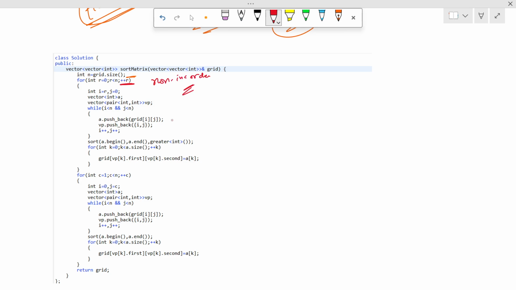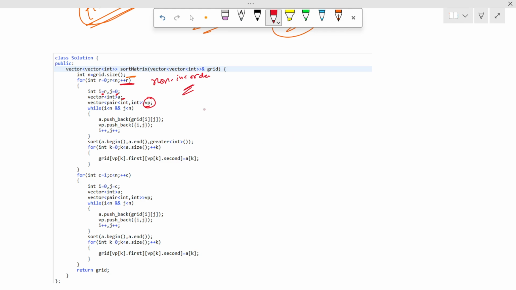And after non-increasing order, we have to start with their diagonals with row index i, and this j is our column index. And then we have to store the indices of their diagonals. Here this pair stores the indices of each diagonal.